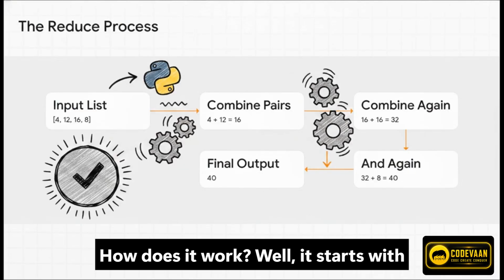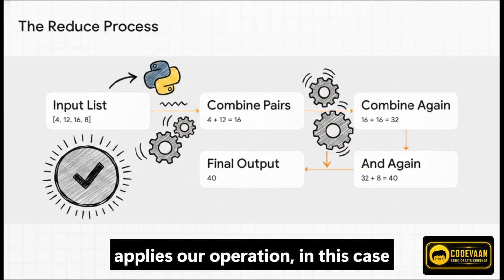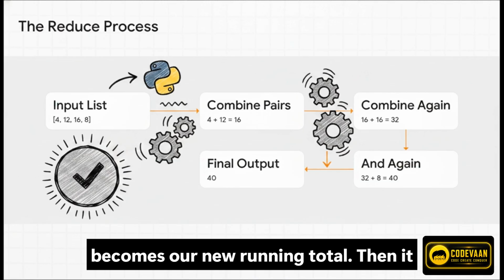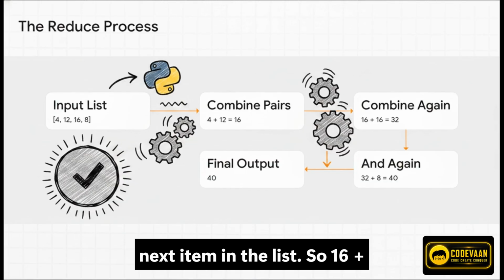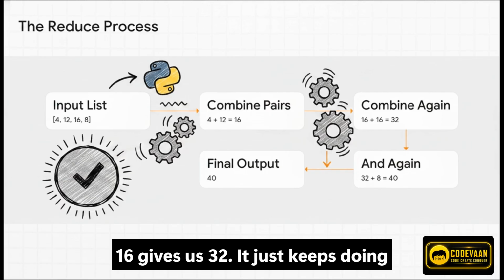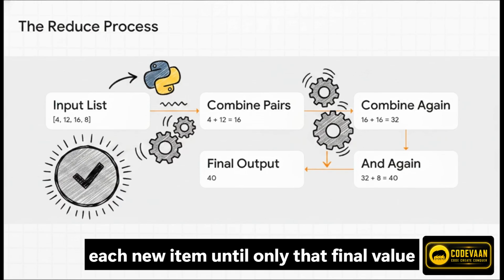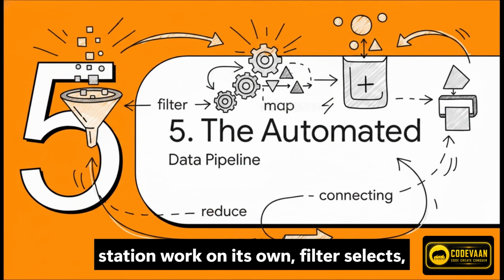Well, it starts with the first 2 items, 4 and 12. It applies our operation, in this case addition, and gets 16. Now that 16 becomes our new running total. Then it takes that total and combines it with the next item in the list. So 16 plus 16 gives us 32. It just keeps doing this, rolling that result forward with each new item until only that final value of 40 is left. So, we've seen each station work on its own.